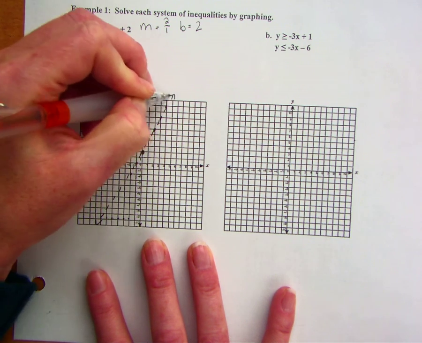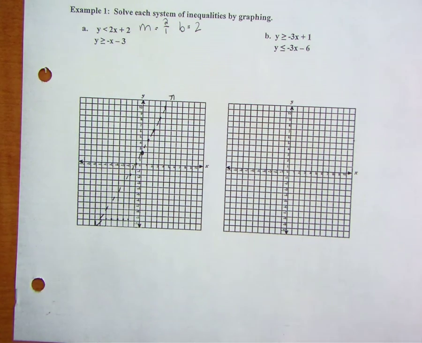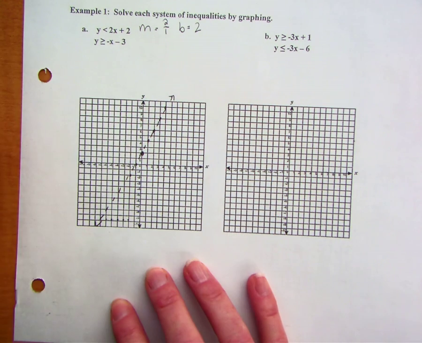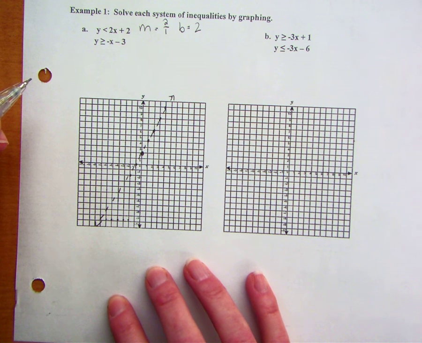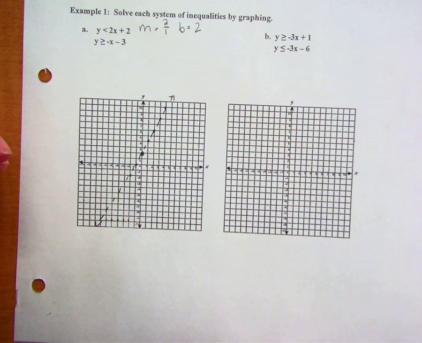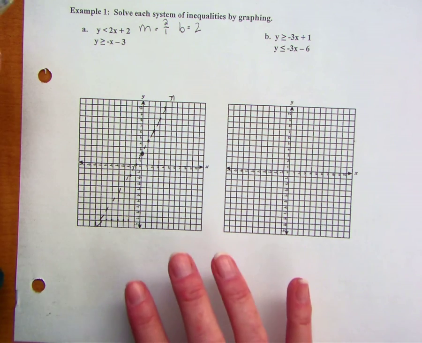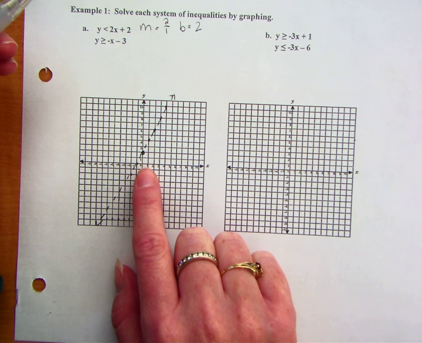So this is my first graph. And then I'm going to determine if we shade on the upper side or the lower side. How do I determine which side to shade? Mike, a test point. What point do we want to test? If we can, 0, 0, because it's the easiest.